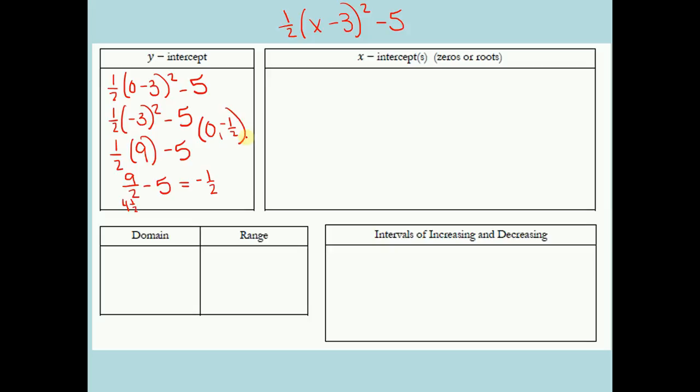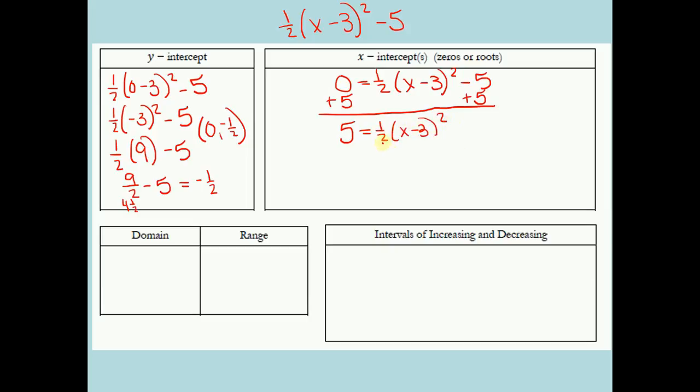Now my x-intercepts, guys, you're probably saying, well, it's kind of gross. I can't factor that. No, you can't. But you can solve by taking a square root, something we learned last chapter. So I got 0 equals 1/2 (x minus 3) squared minus 5. Very first thing, let's add the 5 to both sides. We have 5 equals 1/2 (x minus 3) squared. I need to get rid of that 1/2, so let's multiply both sides by 2. So I get 10 equals (x minus 3) squared.